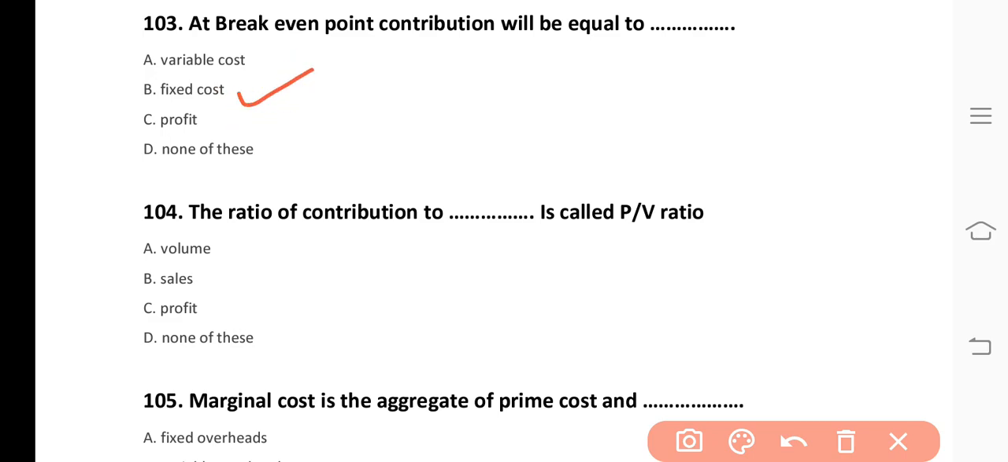Contribution means sales minus variable cost is equal to contribution margin, and when deducting fixed cost from contribution, it becomes the break-even point, the point where total revenue is equal to total cost, when there is zero profit and zero loss. So the correct option is option B, fixed cost.